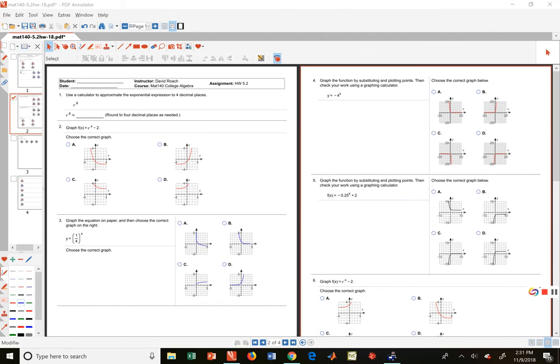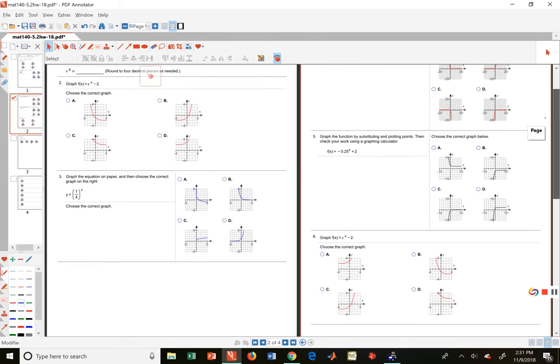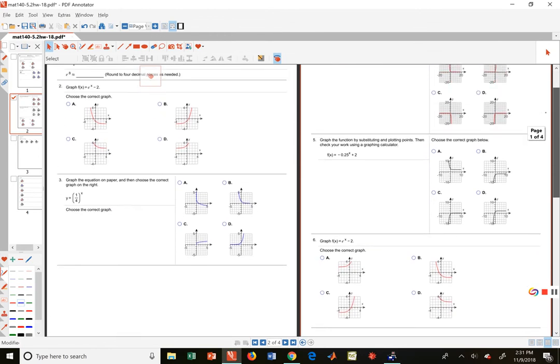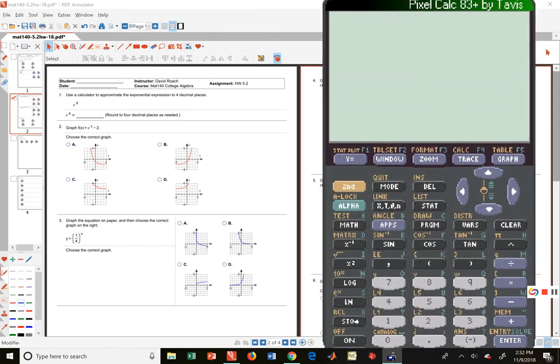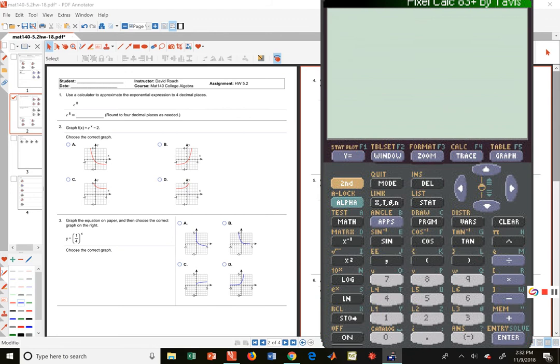All right, welcome back. So today we're going to be looking at section 5.2, and this is a pretty short section. I know the semester is starting to wind down, and so we're just hitting some high spots here. This is really a calculator section. If you can learn how to use your calculator, we'll just breeze through section 5.2.